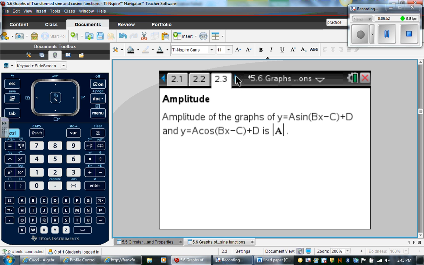All right, so amplitude of the graphs, y equals a sine bx minus c plus d, is the absolute value of a. So if I ask you for amplitude, you're always going to give me my amplitude as a positive value, never as a negative. That negative sits there for graphing purposes only, okay?